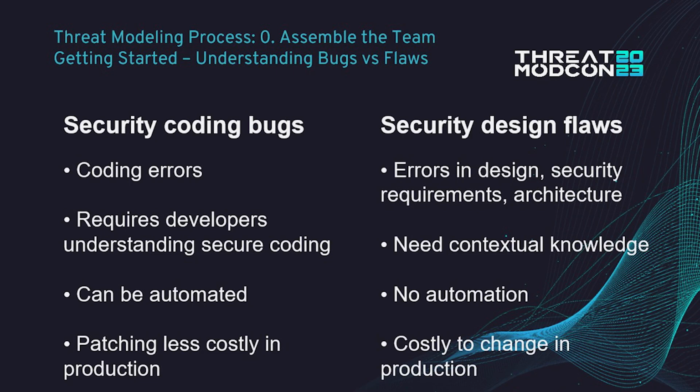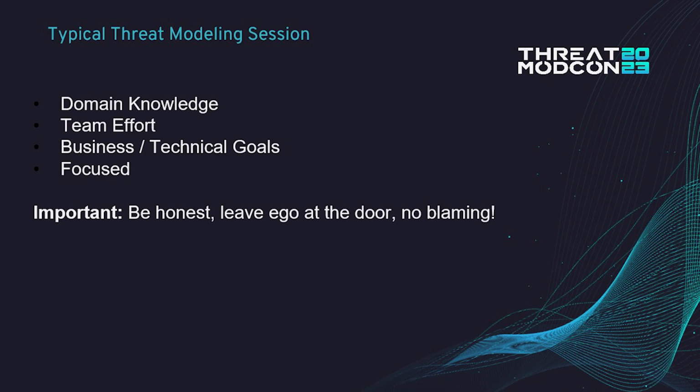Another thing I'll mention is, in terms of the team, domain knowledge, team effort, business and technical goals, always keep those in mind. The purpose of the threat model is not to override whatever the business is doing. Understand the business goals and how that fits in with those and the technical goals. It's a focus time, and then be honest, leave ego at the door, and no blaming. Very important. So many times I've seen, unfortunately, in some threat models where something gets uncovered: oh geez, we didn't do that. We were supposed to do that. That's not the time to blame. It's the time to discover and improve and get better. So this is certainly a part of continuous improvement as well.